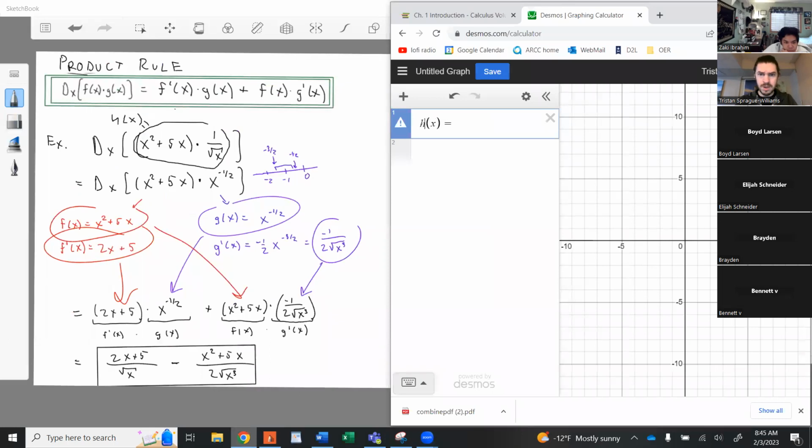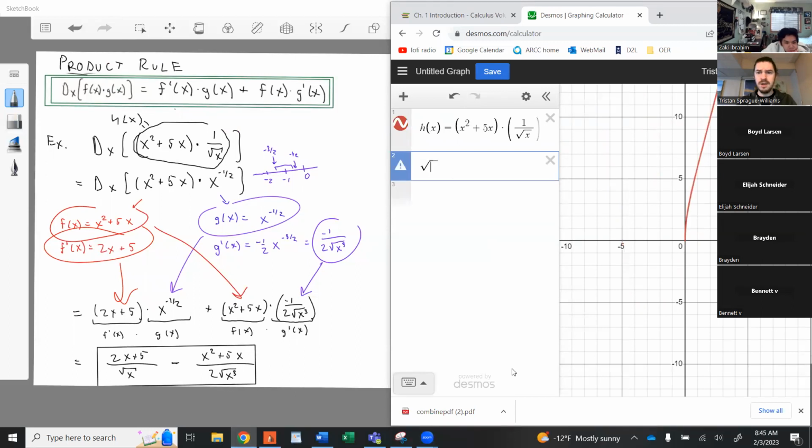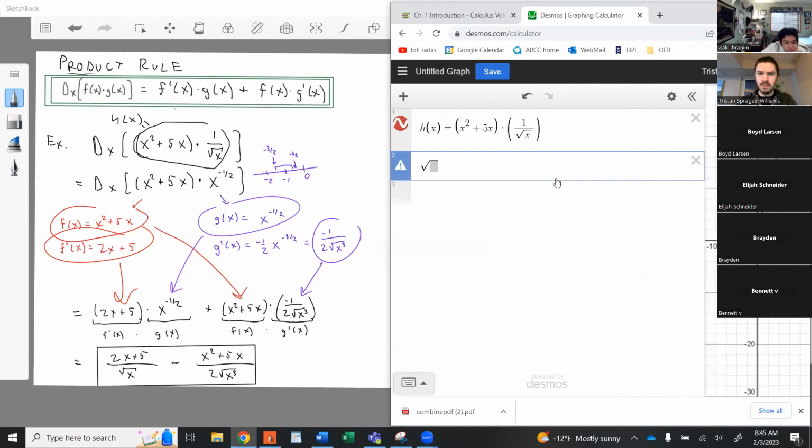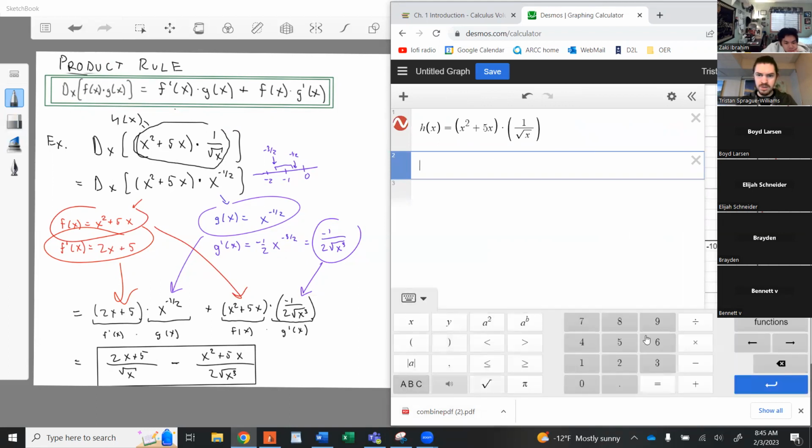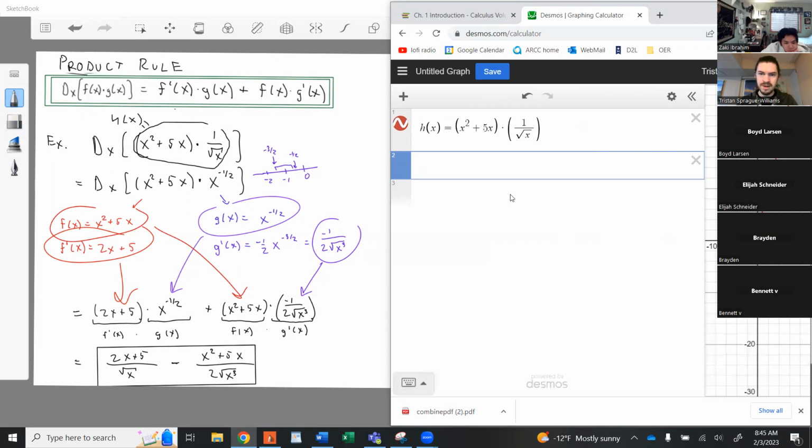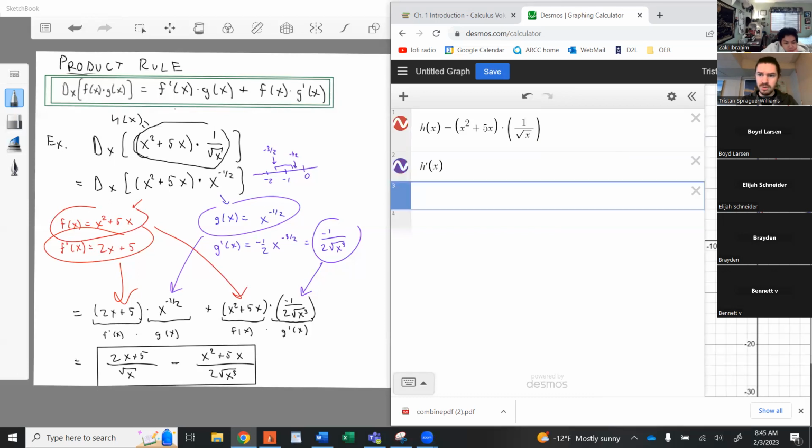All right, so I'll write h of x equals that, and then times 1 over square root x. When you're typing in Desmos, by the way, SQRT is a nice shortcut for square root. If you guys are using the thingy with all the symbols, that's fine, but I do recommend learning how to type stuff because it's way, way faster.